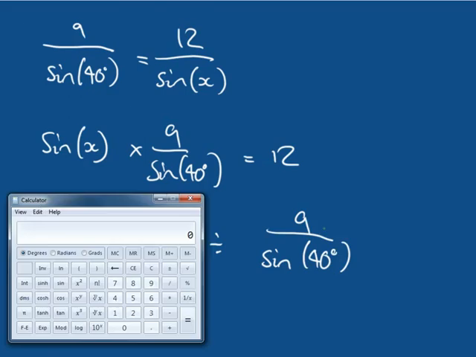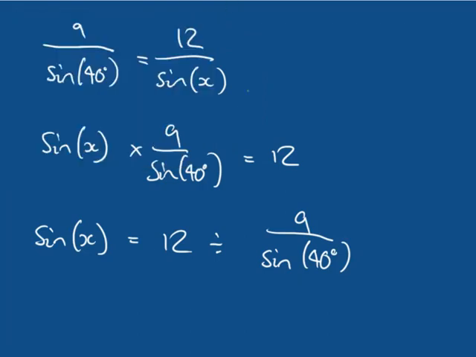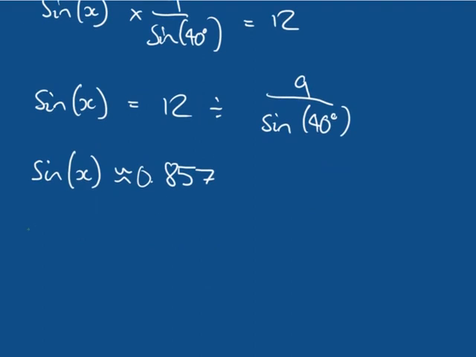If I use a calculator now, we get 12 divided by open parentheses 9 divided by the sine of 40, close parentheses, equals, that tells us the sine of x is approximately 0.857. We can now use our inverse sine to get a value for x.